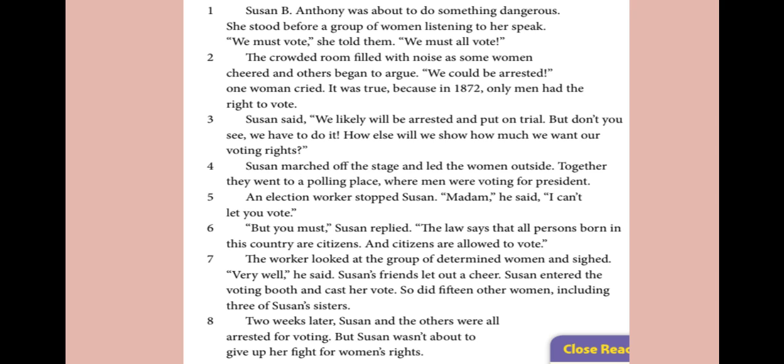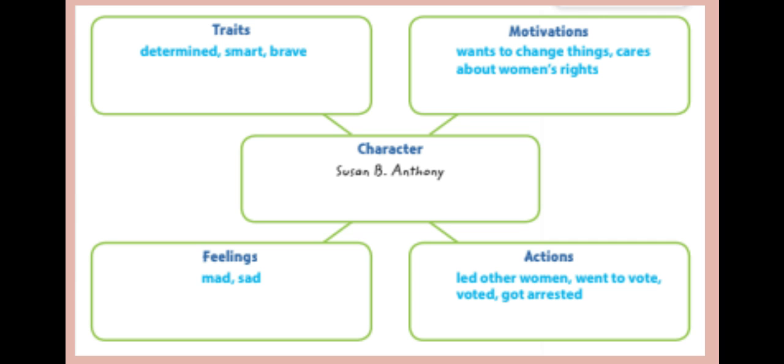So she and the other women were also arrested for doing what they did. So now I'm thinking about this story and I'm really focused on things that Susan did, things that Susan said, and what made her motivated to do these things. And I came up with 3 character traits.